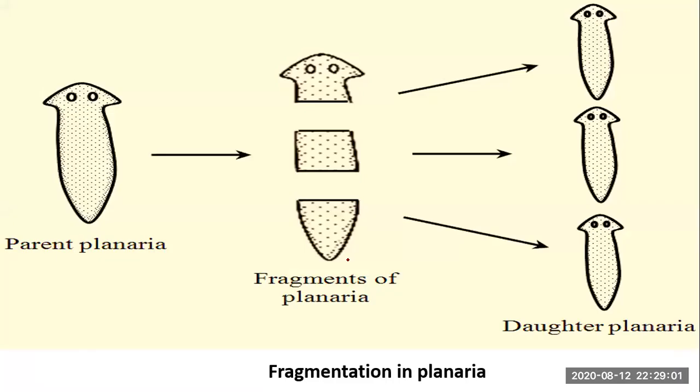And our last one is fragmentation. It's called fragmentation. Why? Because the body is divided into fragmented parts, and each fragment can produce an identical one or a daughter bacterium. So it's called the fragmentation part. Okay, so this is the parent planaria, and these are the fragmented parts of planaria, and each of the parts can produce a new daughter cell. So we say that it is fragmentation, an asexual reproduction of bacteria.